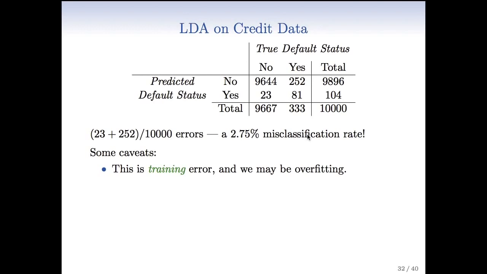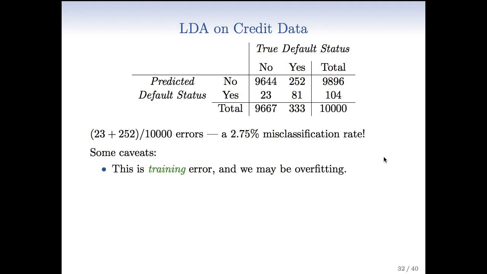So of course, we'd like everything to lie on the diagonal. It turns out we got a lot of the no's right, and not that many of the yeses right. So on the diagonal is what you got correct. On the off diagonals is what you got incorrect. Nevertheless, overall, we make 2.75% misclassification errors here. Okay, so this is called a confusion matrix. It tells how well you did.